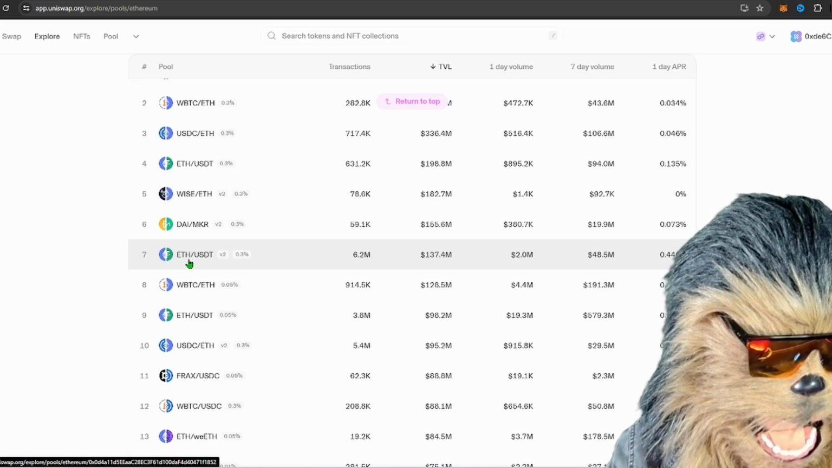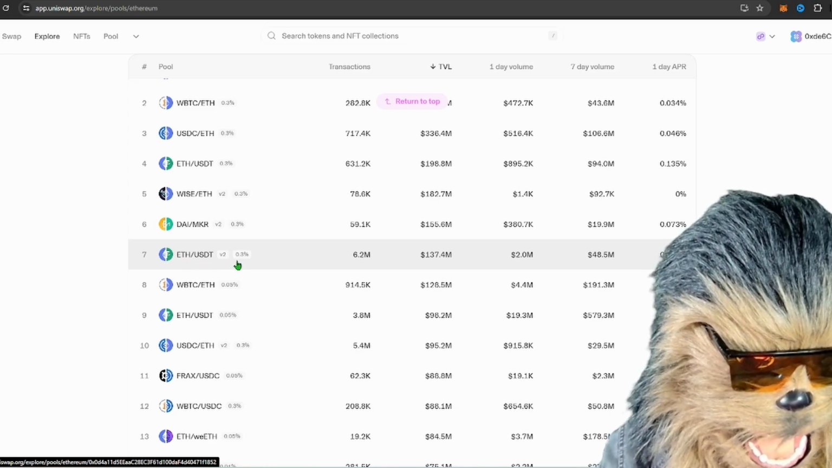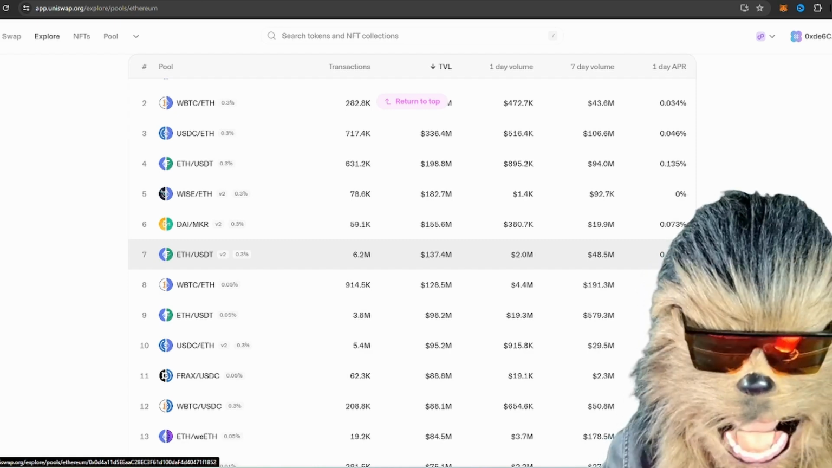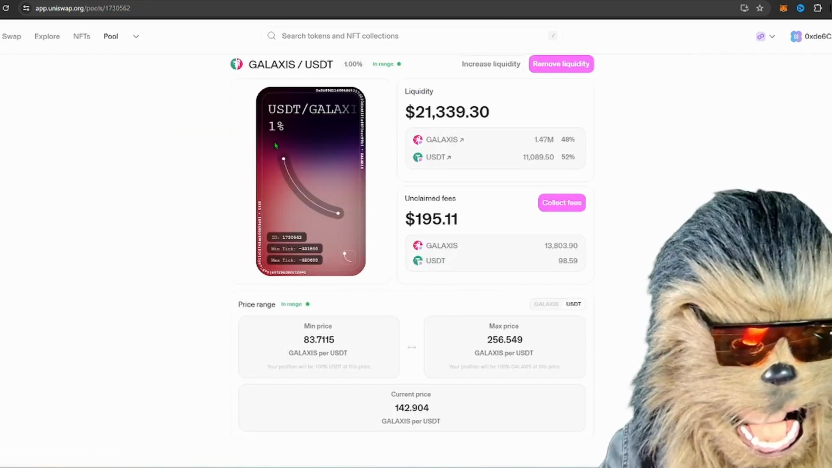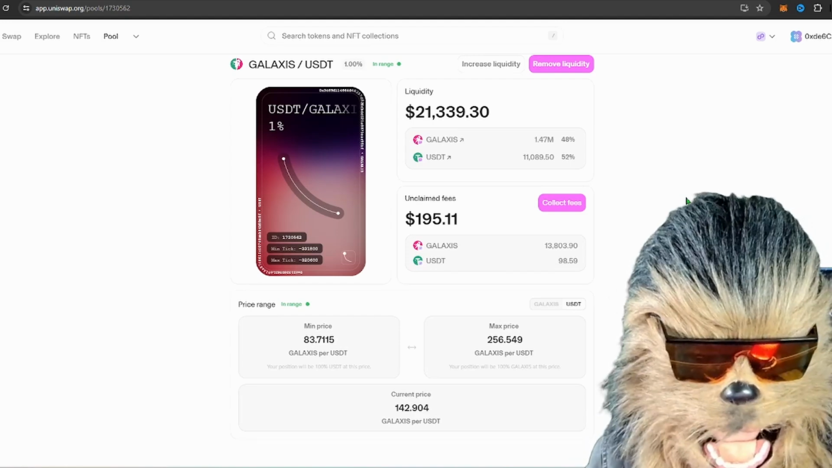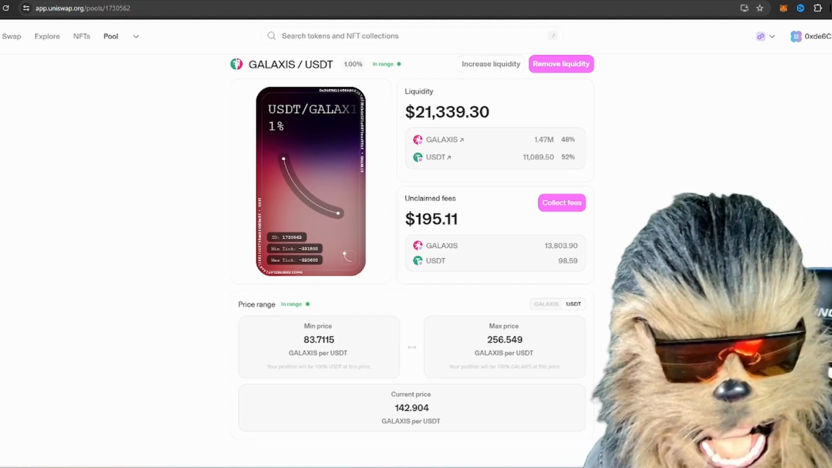And then kind of see, what is that? ETH USDT. It has a 0.3% fee, which is pretty good. And people are earning about almost half an APR per day. So that's pretty good, right? If you compare it to my Galaxis one, where I'm earning maybe like 0.75 APR at the moment. And this has a little more risk.